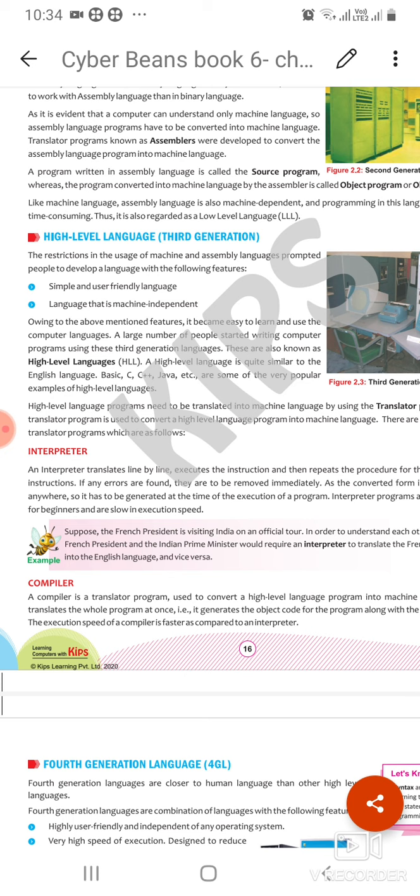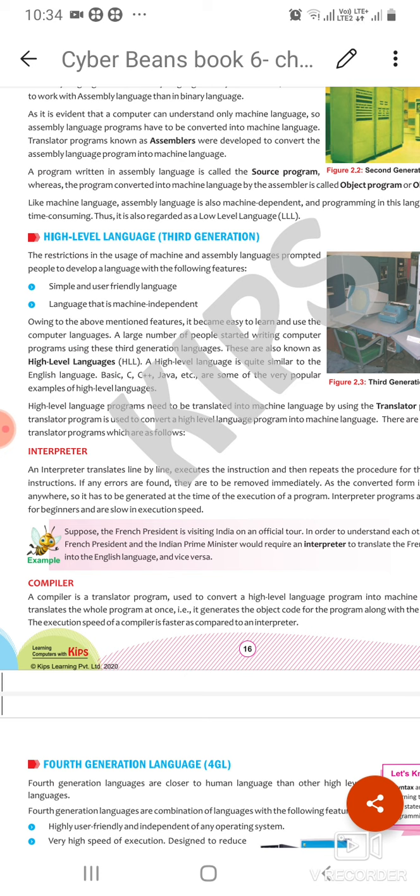I hope you all remember the first session, where we discussed machine language, assembly language, assemblers, source program, and what the object program or object code are. Today in this session we are going to discuss high level language, what the translator programs are, interpreter, compiler and the fourth generation language.